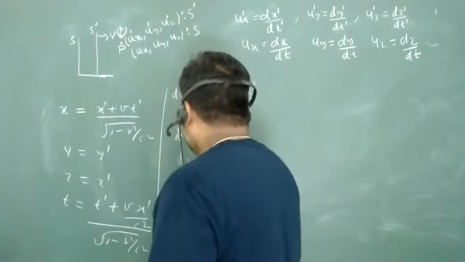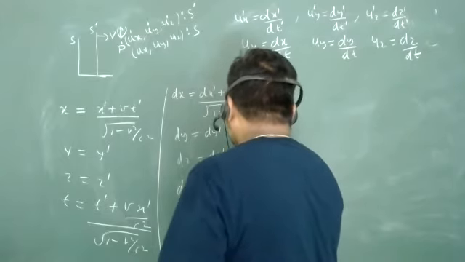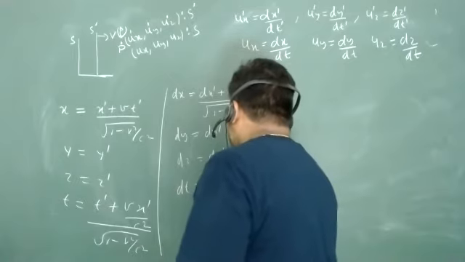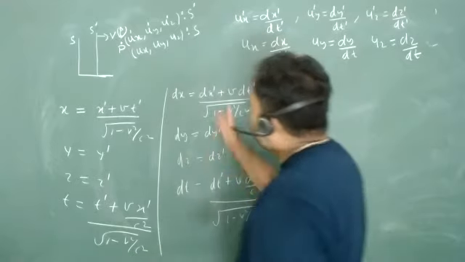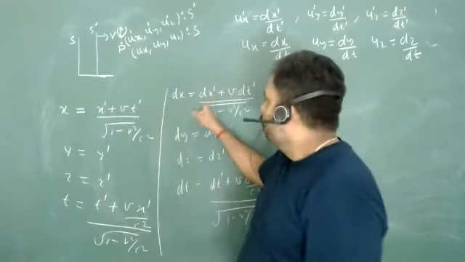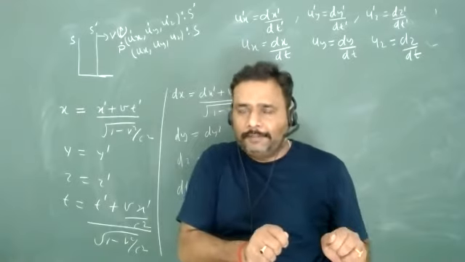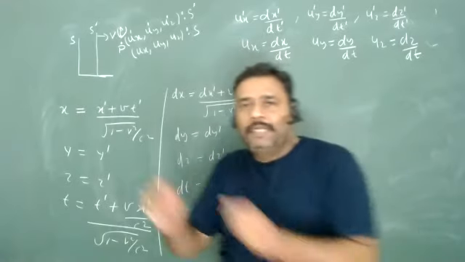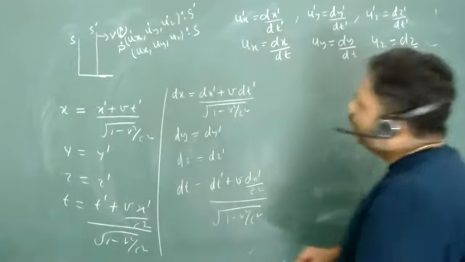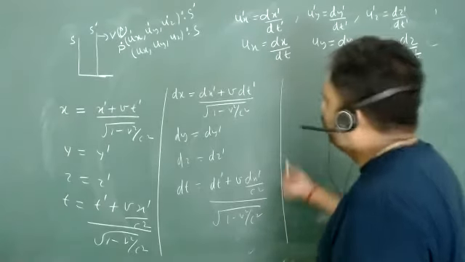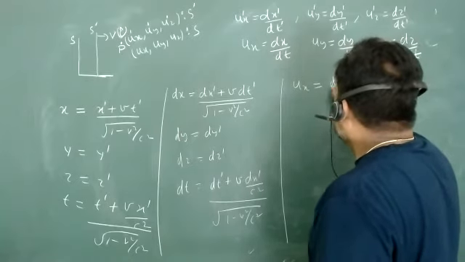And now look at the time part. dt is equal to (dt' plus v dx' upon c square) divided by root under 1 minus v square upon c square. Can you remember from the last problem? What is dx'? That is nothing but x2' minus x1', isn't it? What is dt'? This is nothing but t2' minus t1'. So the same thing we are doing, but we have to calculate the value of ux. And what is ux? ux is equal to dx by dt.